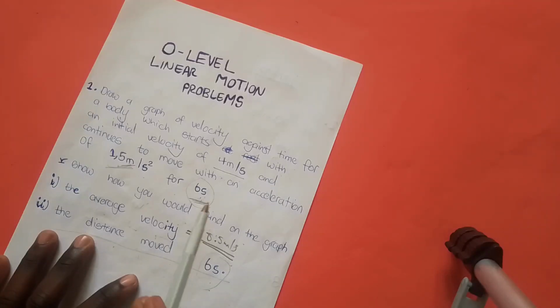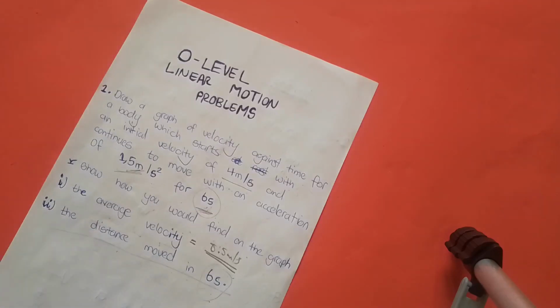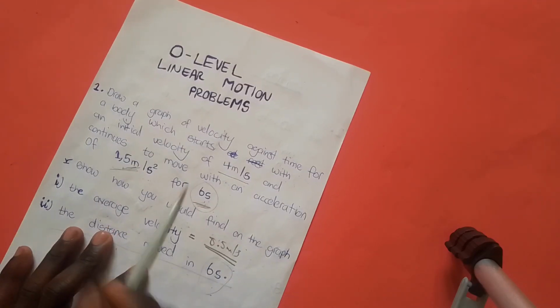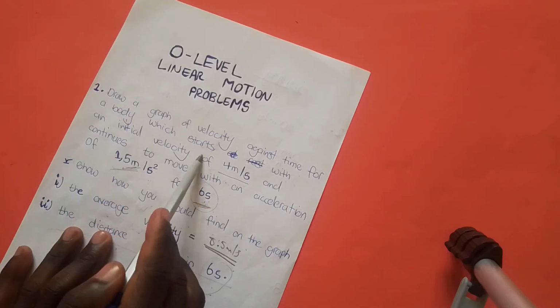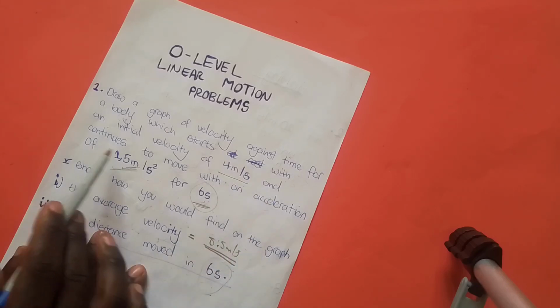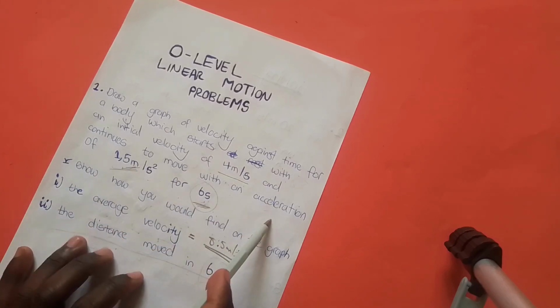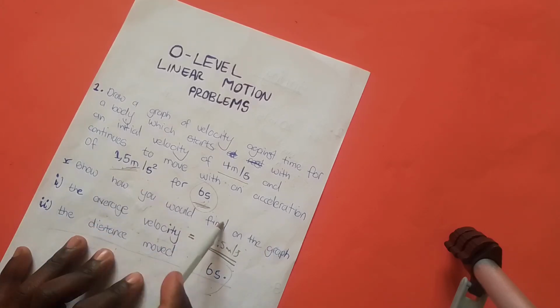Okay, so this is linear motion problems for all levels, right? For all levels. So I'll read the question out loud, okay? The question is saying: draw a graph of velocity against time for a body which starts with an initial velocity of 4 meters per second and continues to move with an acceleration of 1.5 meters per square second for 6 seconds. So acceleration a is equal to 1.5 meters per square second, right?